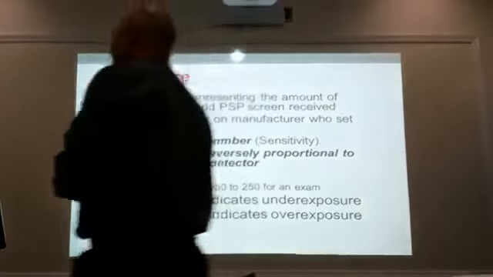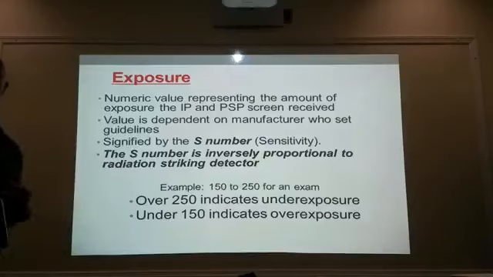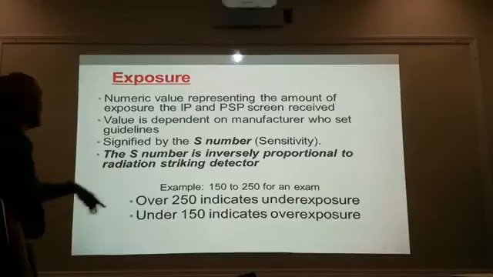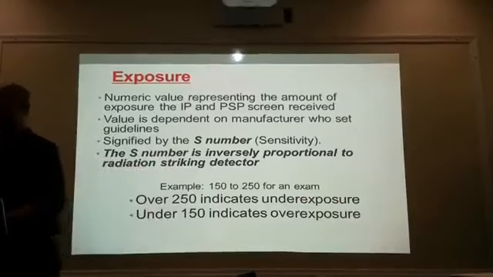So this is where this concept comes along. There is a way to check this. It's called the exposure units. We're going to cover two of them. The first one here is the S number, or the sensitivity number.